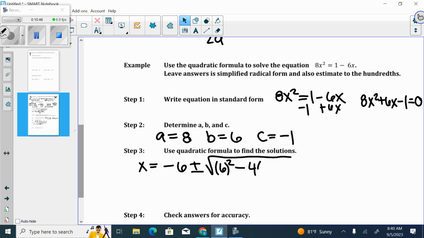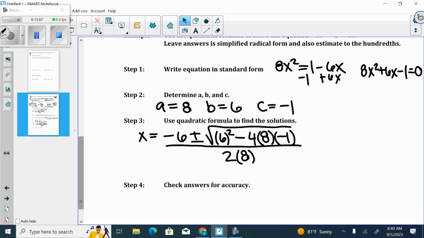Minus 4 times a, what's our a? Good. Times our c, which is good, all over 2 times 8. Okay. So now we have it all substituted in. We just need to go back and simplify.